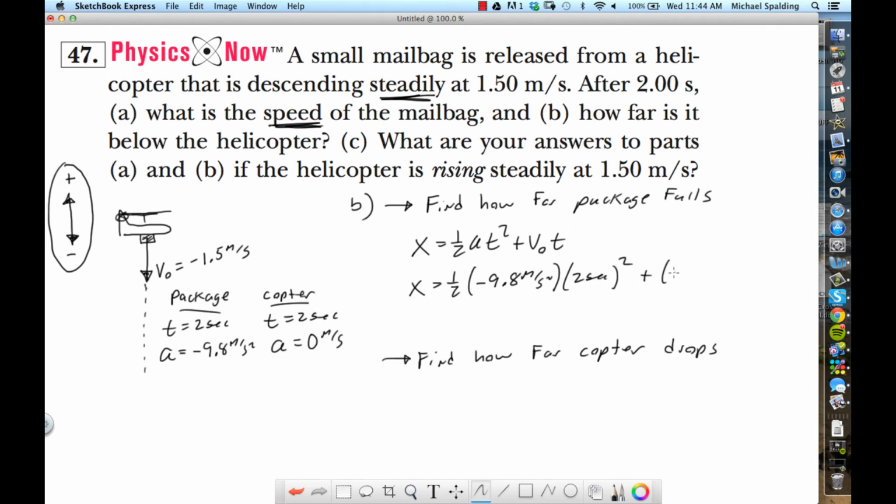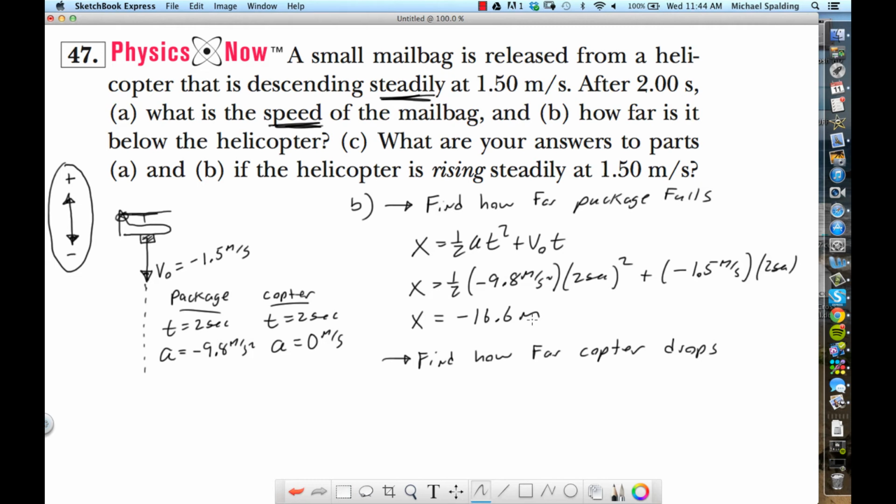And then plus V initial. You got to make V initial negative. 1.5 times 2 seconds. So this comes out as negative 16.6. Is that right? No?